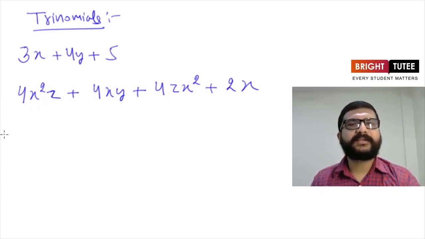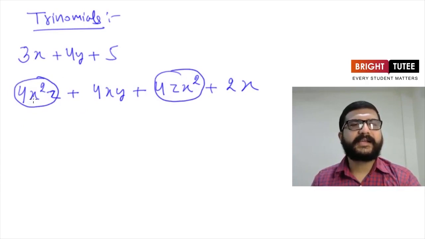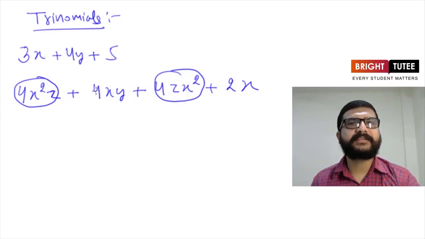Now is it a trinomial? Yes, it is a trinomial because here these two terms are like terms only: 4x square z and 4zx square. These are the two like terms only. So in this expression we are having three different unlike terms. So it means this is also an example of trinomial.